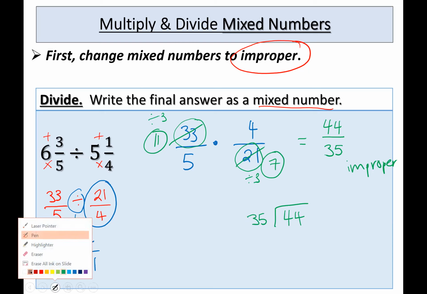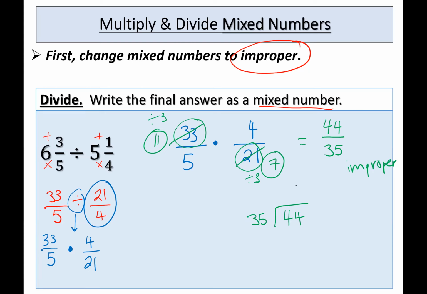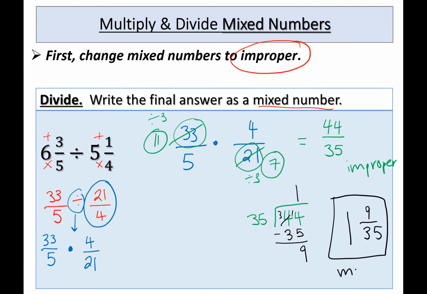All right, how many times does 35 go into 44? Thankfully, just once. 35 times 2 would be 70. That would be too big. So 35 times 1, that's 35. And let's subtract it from 44. And we're getting 9. So it looks like it goes in once with a remainder of 9. So we'll write our final answer as a mixed number of 1 and 9 over 35. And that's our final answer as a mixed number.